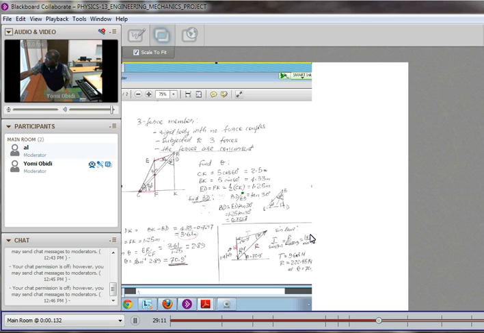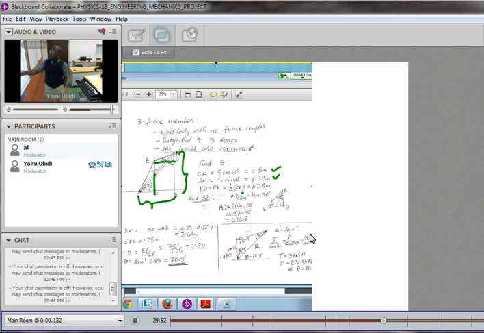CK is that entire distance. The length of the joist is 5 meters. So CK is 5 cosine 60 degrees. We find BK. BK is from here to here. It's 5 sine 60 degrees. Then we find ED. ED is this distance. ED is necessarily half the length of the joist. It's uniform. Because it's uniform, we know its weight acts through its center of mass.